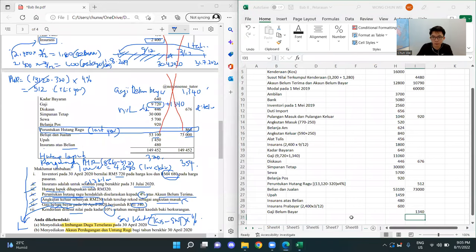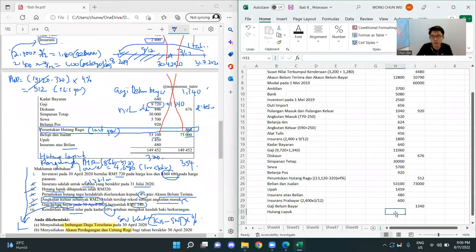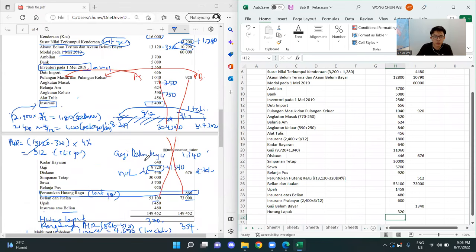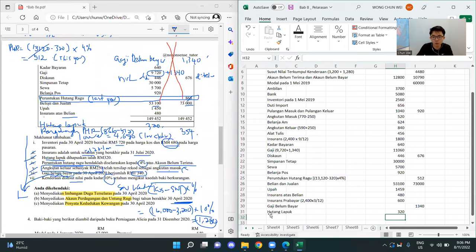Next, your hutang lapuk. Okay, your hutang lapuk. Now, hutang lapuk is a belanja. I told you, that's why the 320, I put it in the debit side, because the belanja, the B, is in the debit side. Okay, then we go to the pengurangan. You have to record for the pengurangan PHR as well. Okay, pengurangan peruntukan hutang ragu.